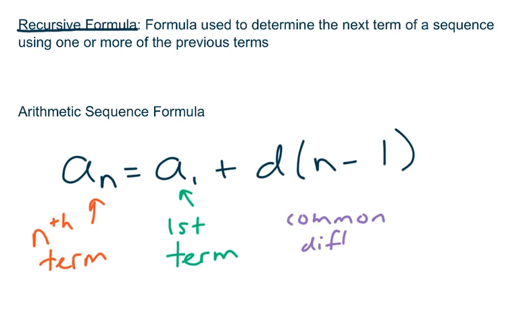Common difference. There it is, and that is what the d represents. Now, the n minus 1, that's the recursive part, using one or more of the previous terms. So if this is the 12th term, we're going to find the 12th term using the 11th term, n minus 1. Okay? That's how this is going to work.